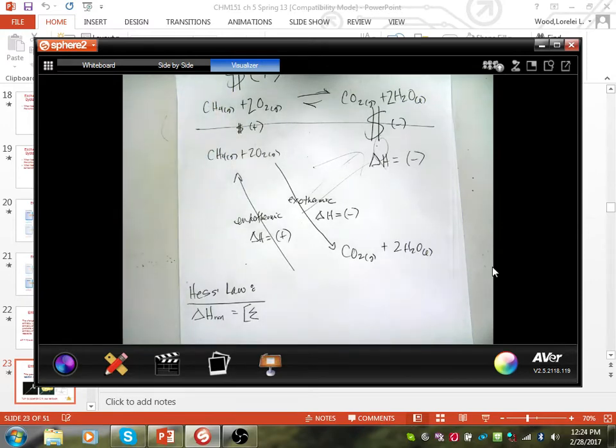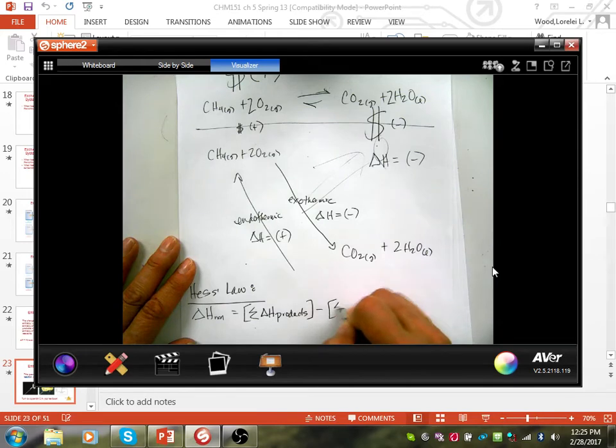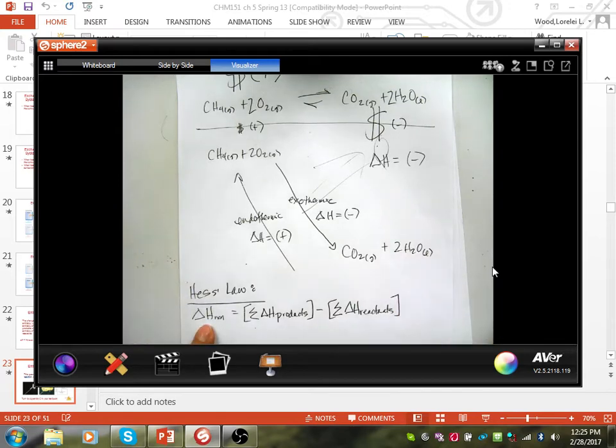What's that funny E looking thing? Sum. So you're adding up stuff together. So the sum of the enthalpies of the products minus the sum of the enthalpies of the reactants gives me the overall enthalpy for the reaction, right? So it's going to cost me some energy to break those things up. I'm going to get some energy back when they get put together in a different way.